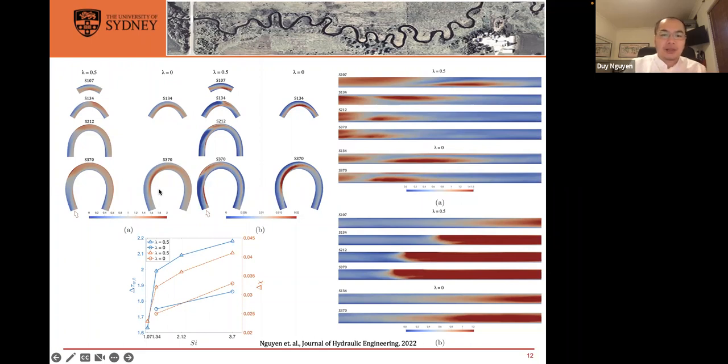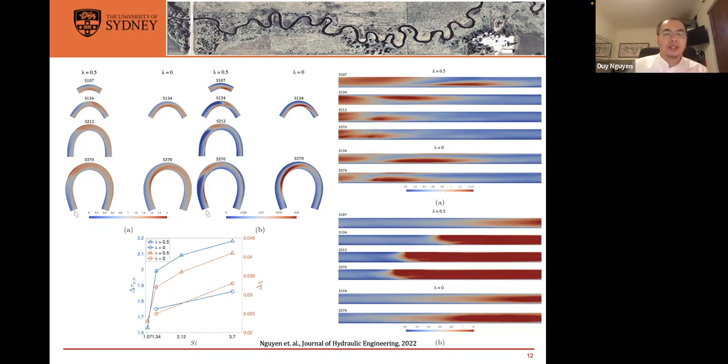I validate that by plotting something called turbulent anisotropy. This is the plot of turbulent anisotropy on the right here, and I also plot the range of turbulent anisotropy. You can see that it's pretty consistent with the trend of the bed shear stress. So this leads us to say that when I increase the sinuosity, I increase the range of bed shear stress. And of course, this is associated with the activity of the secondary flow.